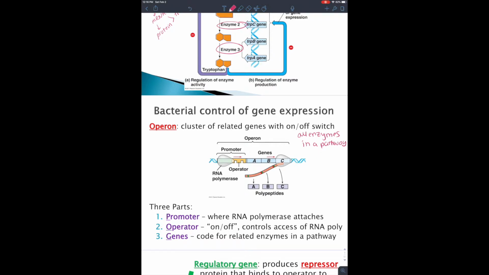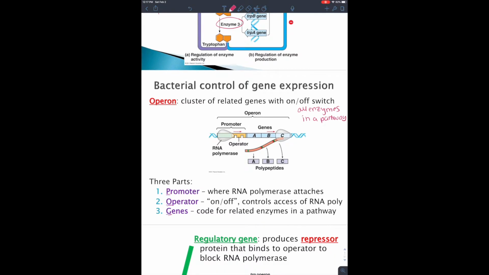An operon contains three parts: a promoter, an operator, and a gene. These all constitute an operon. So let's start with what a promoter does. Promoters are where RNA polymerase attaches.